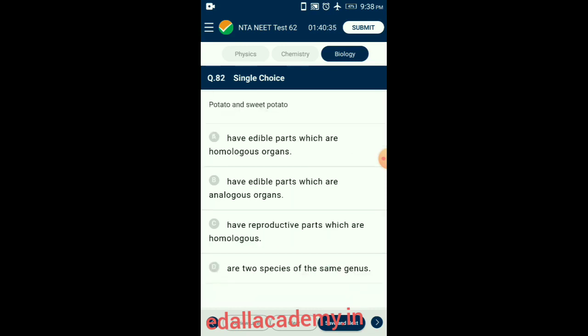Question number 82. Potato and sweet potato. Analogous organs are those organs which are different in origin but similar in function. Potato and sweet potato are absolutely different in their origin, as potato is a modified underground stem while sweet potato is a tuberous root. It means both have edible parts which are different organs. So the answer is option B, have edible parts which are analogous organs.